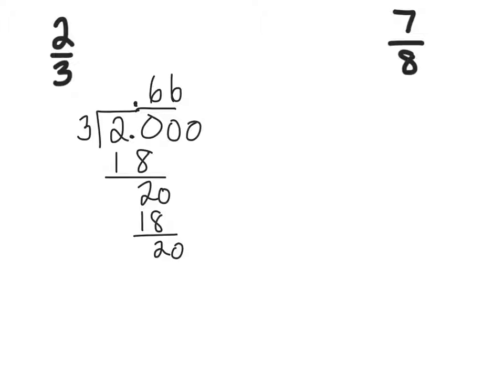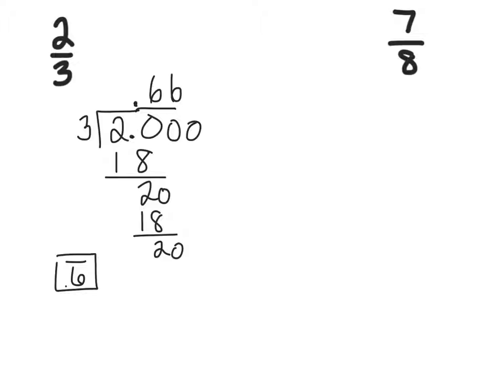I'm going to bring that 0 and make it 20. That pattern is going to keep going. You could divide this until class ran out of time. You would still get 20 every time, 18, and 2, and that. So my answer is going to be 0.6 repeating.